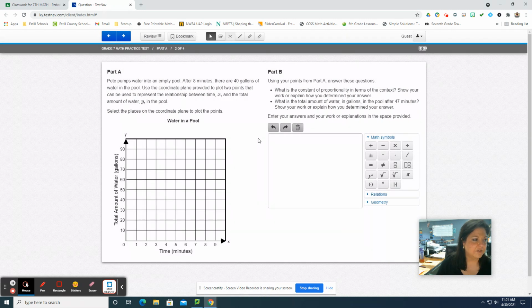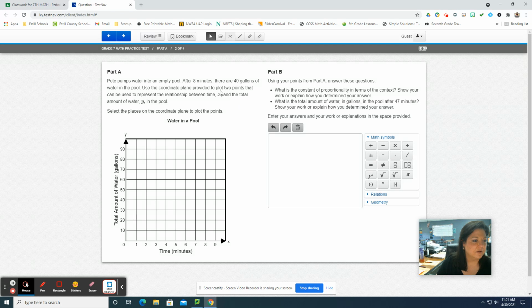And this question says, Pete pumps water into an empty pool. After 8 minutes, there are 40 gallons of water in the pool. Use the coordinate plane provided to plot 2 points that can be used to represent the relationship between time, which is x, and the total amount of water, y, in the pool. So select the places on the coordinate plane to plot the points.